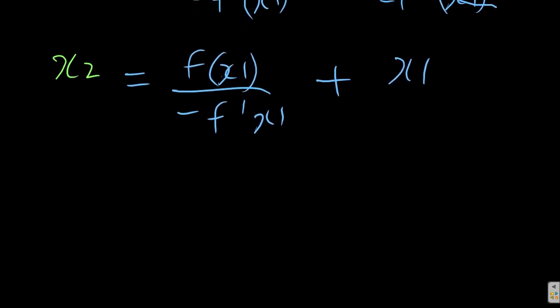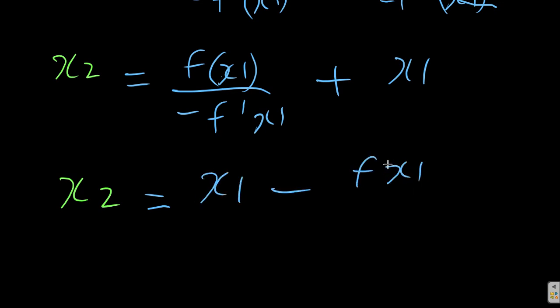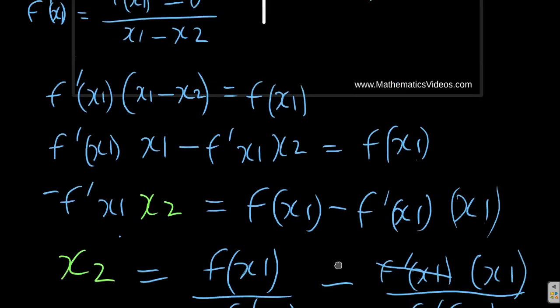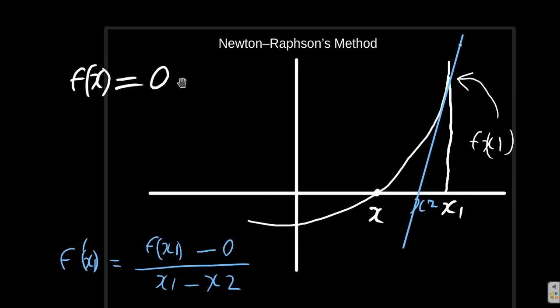So we can rewrite this as x2 is equal to x1 minus f of x1 divided by f prime of x1. So that is the Newton-Raphson formula for finding a root, or in other words, the point where f of x is equal to 0.